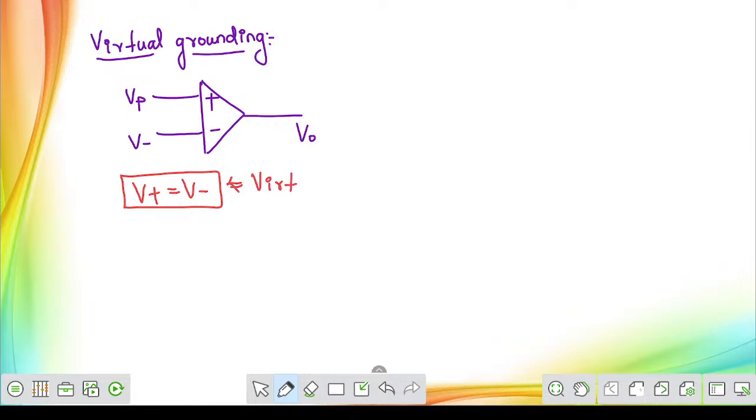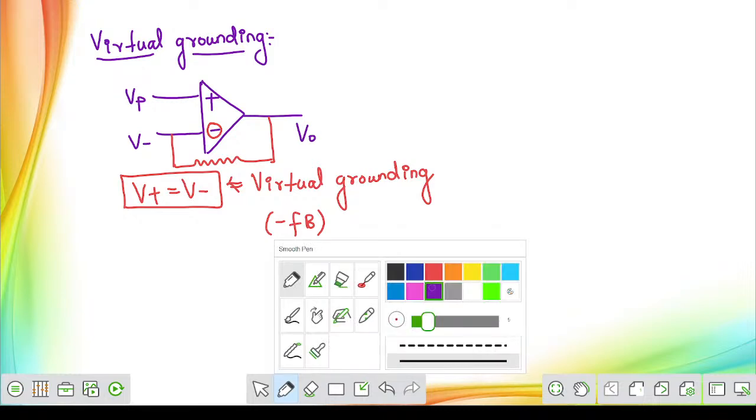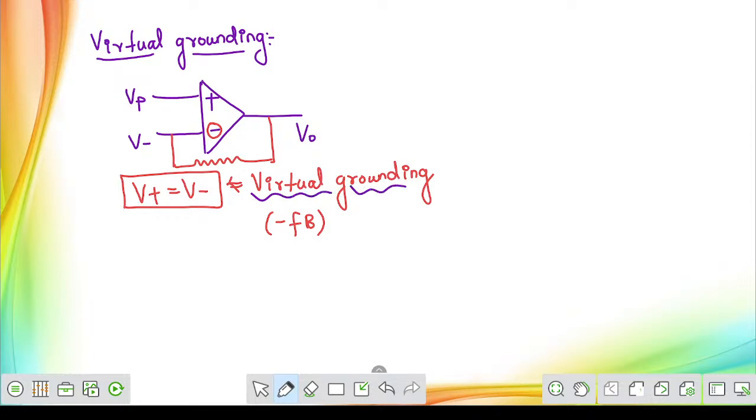You can apply this concept of virtual grounding whenever negative feedback is given in the operational amplifier. Observe whether negative feedback is given or not. From the negative terminal, the inverting terminal, you can observe a feedback line flowing from the output. In all cases it will be mentioned if you cannot apply the concept of virtual grounding, or they will give some key points. In the examination, whenever negative feedback is given, 100% you can apply the concept of virtual grounding.